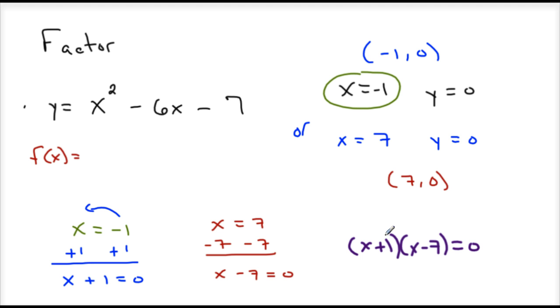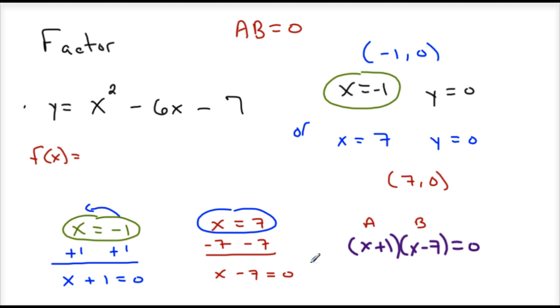When will these two products equal 0? There's two cases, or three cases. When will A times B equal 0, if you think about it that way? What's one case? When A or B is 0. Well, this is my A, this is my B. When will x plus 1 equal 0? When x is -1. When will x minus 7 equal 0? When x is 7. Okay, so these are the two roots.